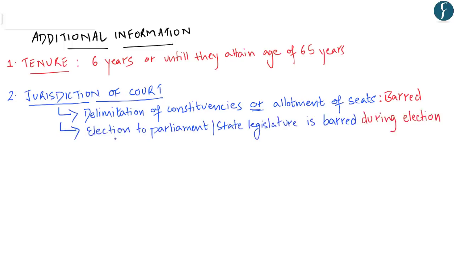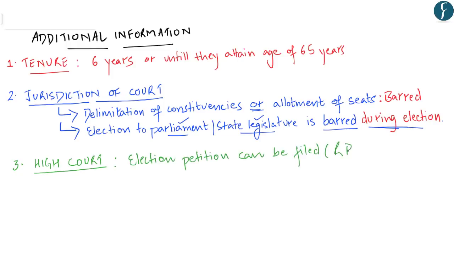Further, it is also to be kept in mind that any matter related to the election to the parliament or even to the state legislature is barred from being tried in any court of law during the conduct of that election. In other words, when the election is being conducted either to the parliament or to the state legislature, then during that course of election, no petition can be filed or entertained by any court of law. But once the election process is over, then election petitions can be filed in the High Court as provided under the Representation of the People Act 1951.